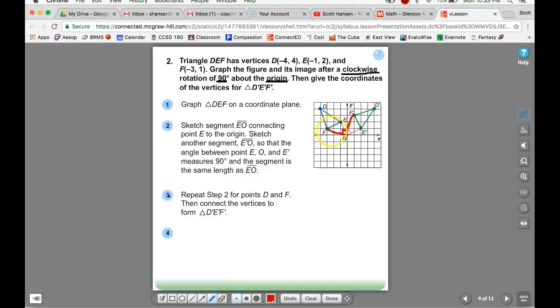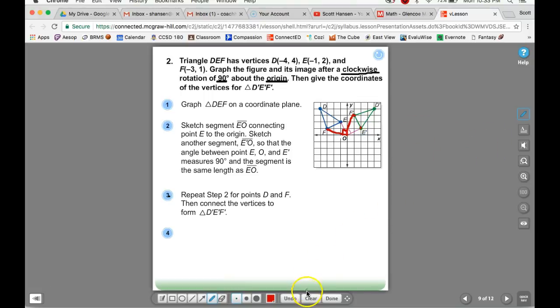In order for this to make a right angle, the x's and y's have to be the opposite. So in other words, this was 3 units in a horizontal direction, and this was 3 units in a vertical direction. That's the way that it needs to be in order to form this right angle. So that allows me to plot this point F prime. I already did E prime.